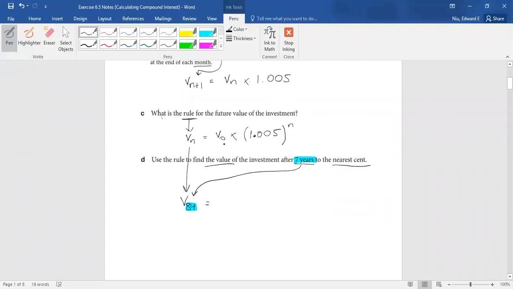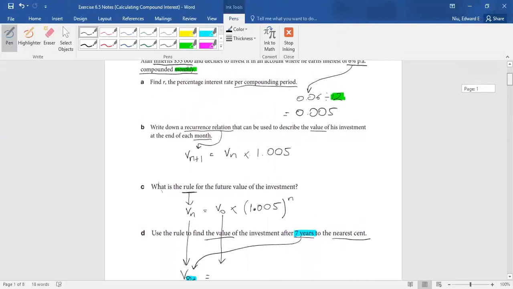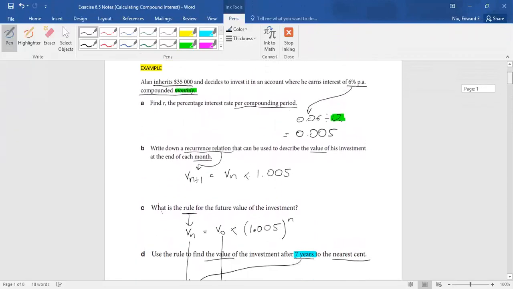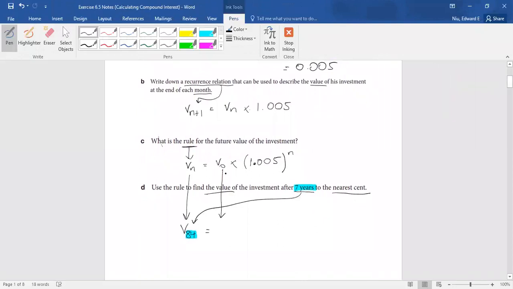So our V0 value, what did we start with? Let's scroll up, 35,000. So Alan inherits 35,000. We plug that in as the V0 value. We multiply this by 1.005 and we power it to 84 because there's 84 months in 7 years.